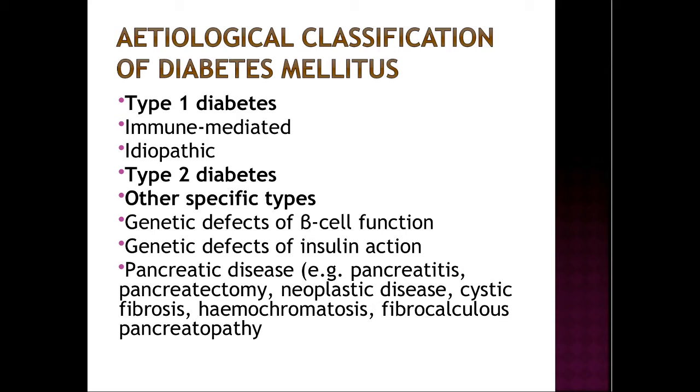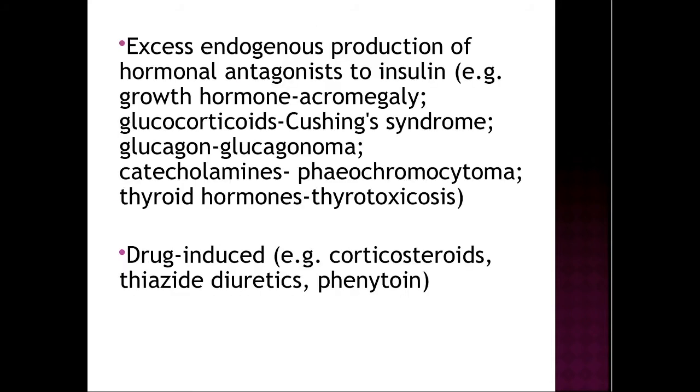When we talk about the second form and other specific types of diabetes mellitus, it can be genetic defects of beta cell function, genetic defects of insulin action, or pancreatic disease which can lead to insufficiency of beta islets, like pancreatitis, pancreatectomy, neoplastic pancreatic disease, cystic fibrosis, hemochromatosis, and fibrocalculous pancreatopathy.